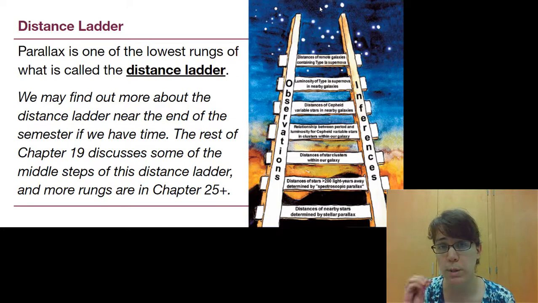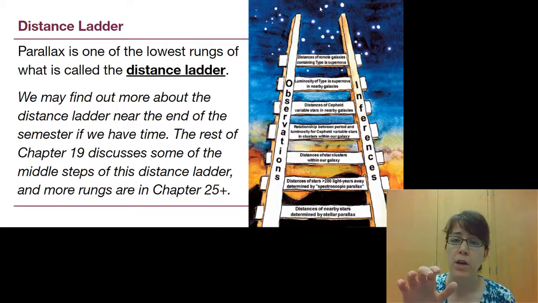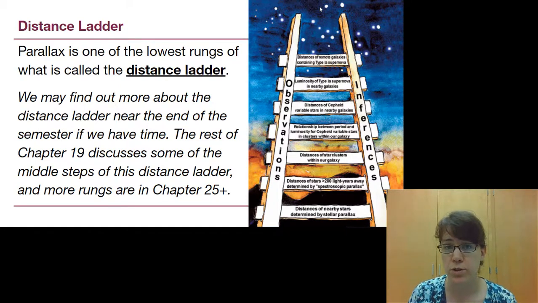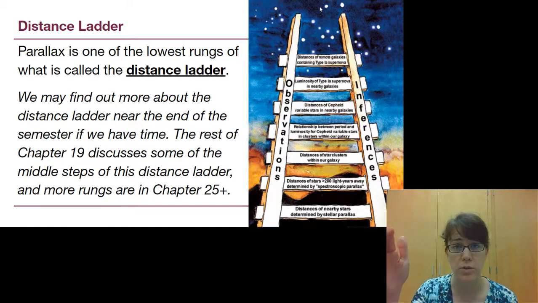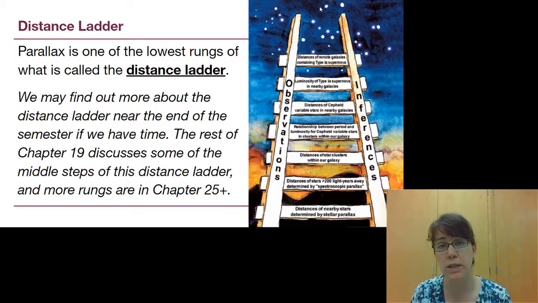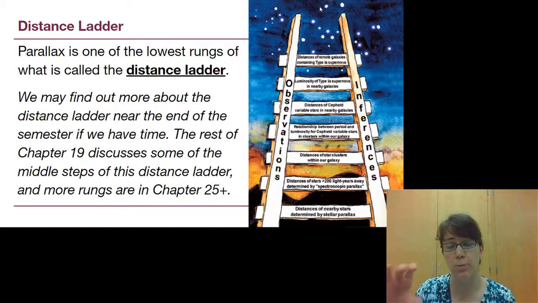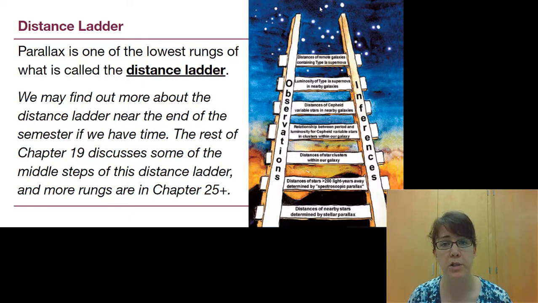Parallax is the most important measurement on the distance ladder because we can only make direct measurements of distance using parallax. All of these other rungs require us to basically calibrate the rung above using information and understanding that we have gathered using the previous or lower rungs of the distance ladder.